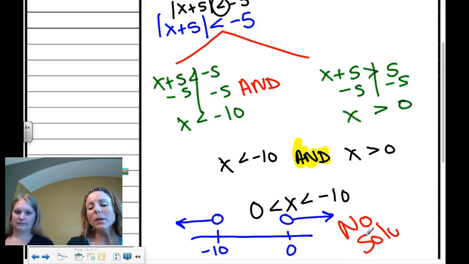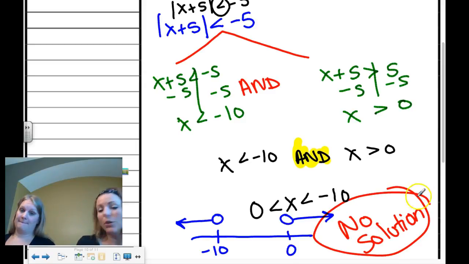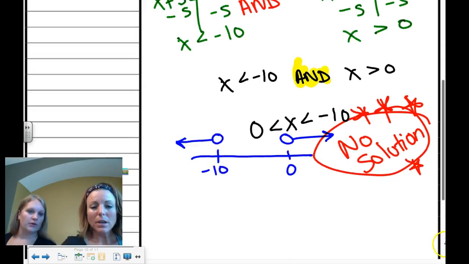Exactly. You have to pay close attention to that. If there isn't an overlap on an and, there is no solution. You have to write no solution to get full credit, so that we know you understand.